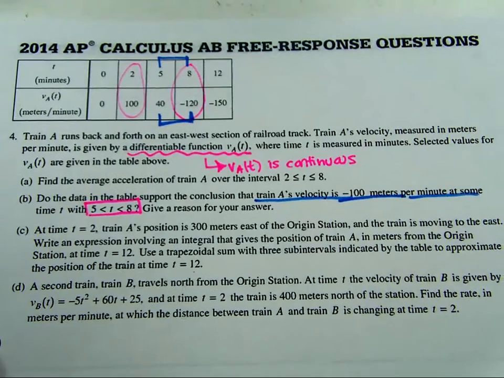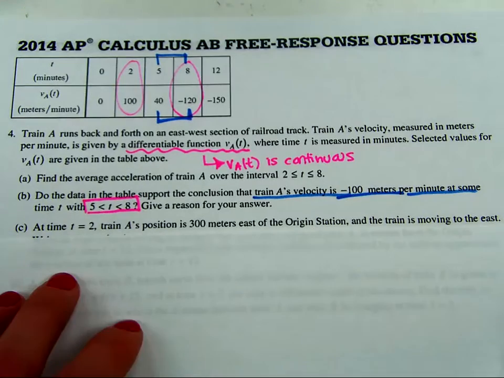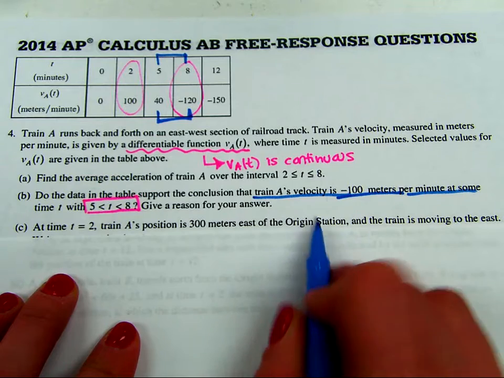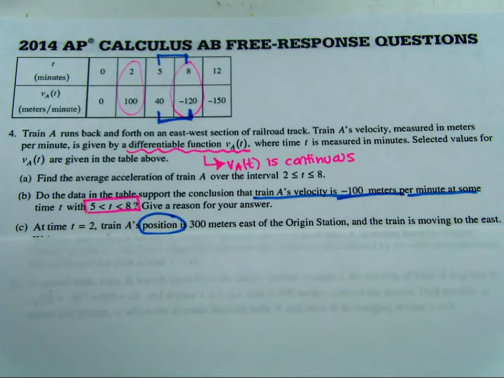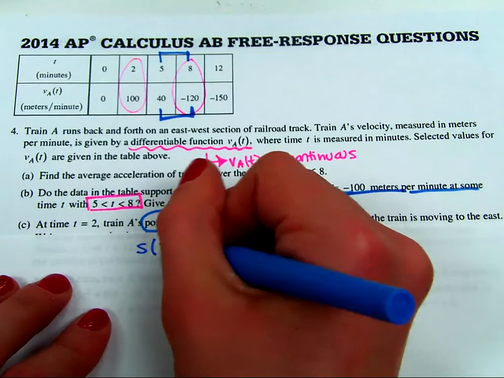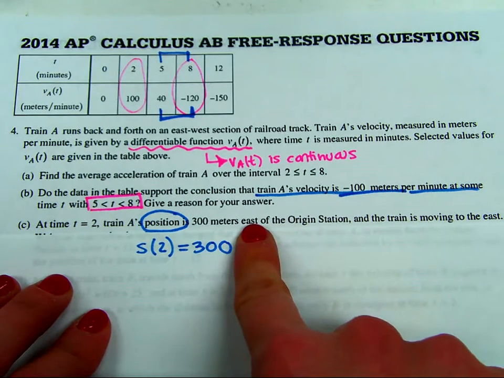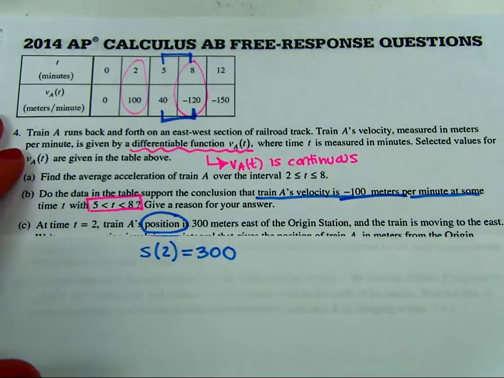Let's look at part C. There's a lot of writing there. Let's go step by step. It says at a time of 2, train A's position is 300 meters east of origin station. When we talk about position, I know this problem already mentioned acceleration. It has a table of velocity. If we think about position, we used to use that function s of t for position. So I might just write down right here, we know that s of 2 equals 300. I'm going to call it positive 300 because east on a map is to the right. So that's for train A.